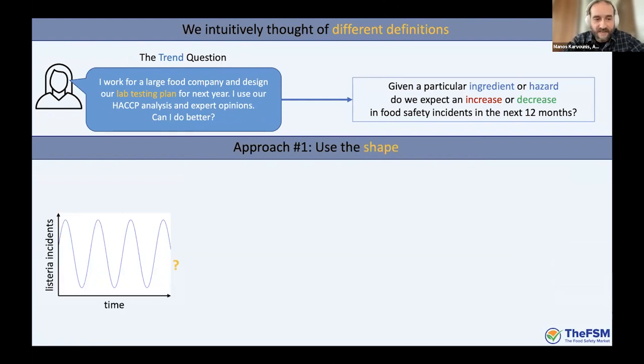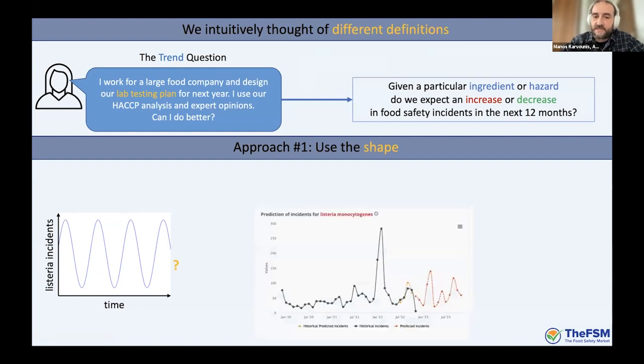Let's talk about Listeria. And let's think about an ideal world out there where chicken is spherical and things like that, where Listeria incidents over time are characterized by this very simple time series, which is very seasonal, very periodic. And if I ask you how this is going to evolve in the next 12 months, you would all know that it's going to be something like as it was before. So that's a very basic approach.